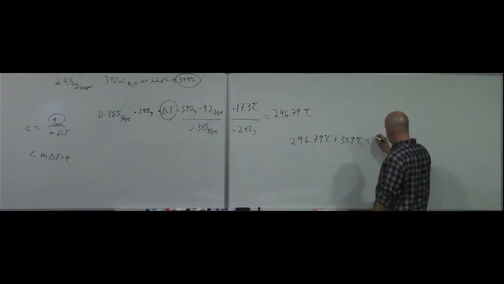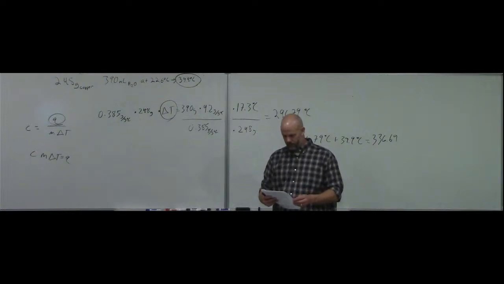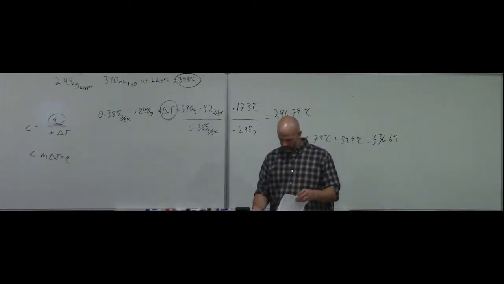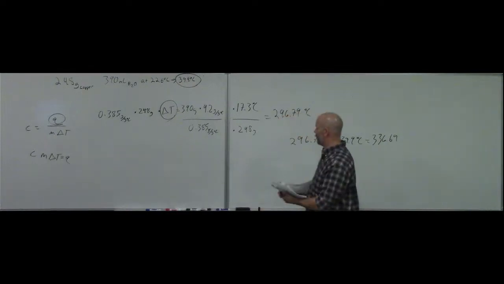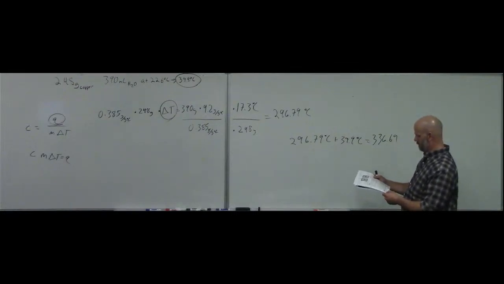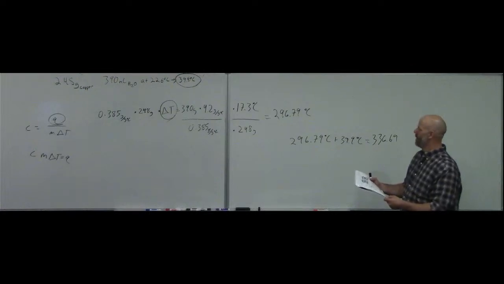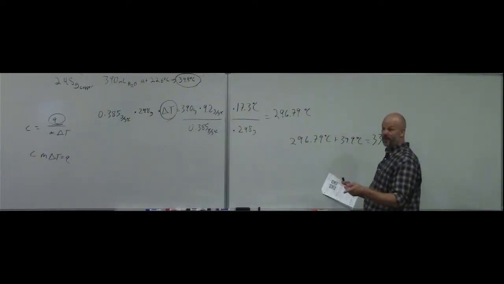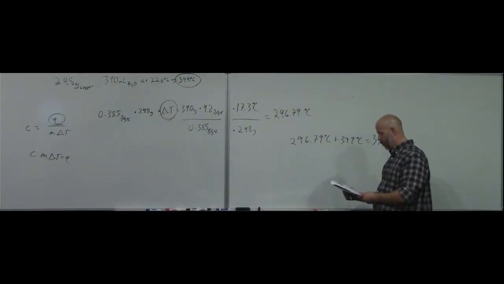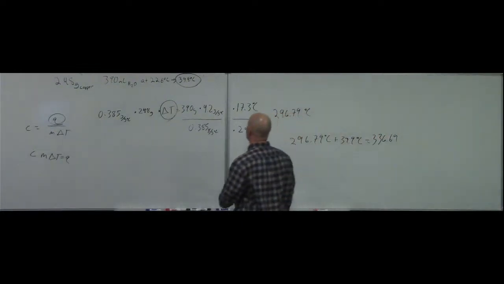Can you say it again? 336.69. Let's see if that's the accepted value. I don't think it is the accepted value. What have we been using for the specific heat of water? 4.2. That's a generalization that the book gave you, by the way. But we need to be using 4.184. So that is why our numbers are off.